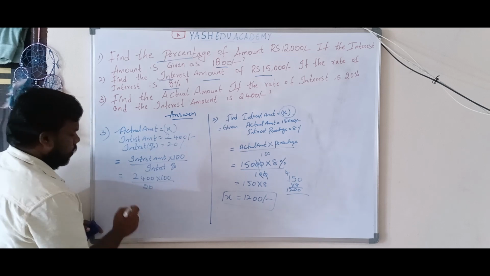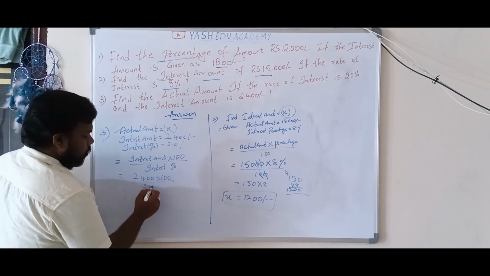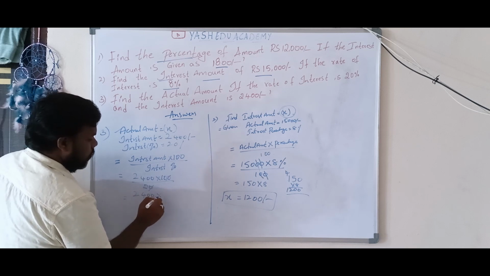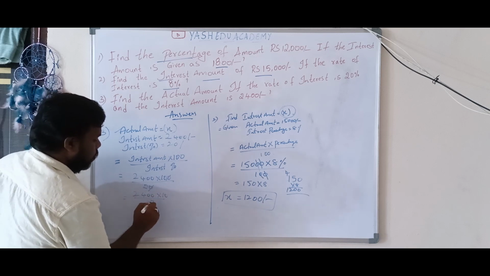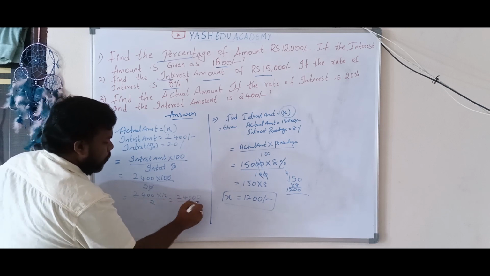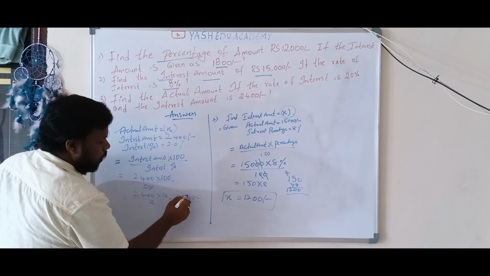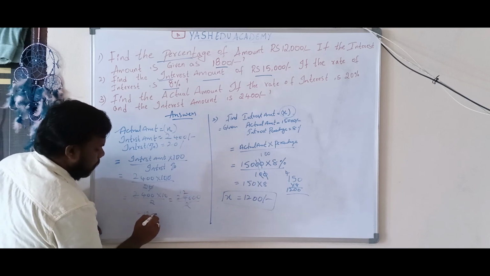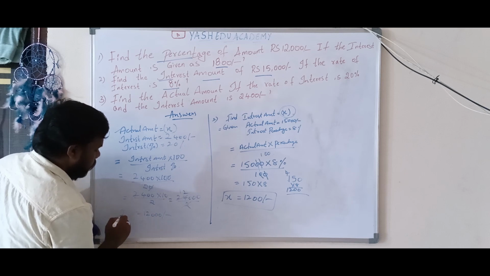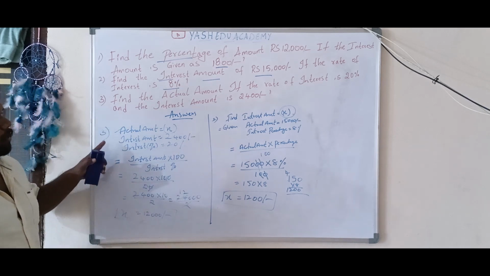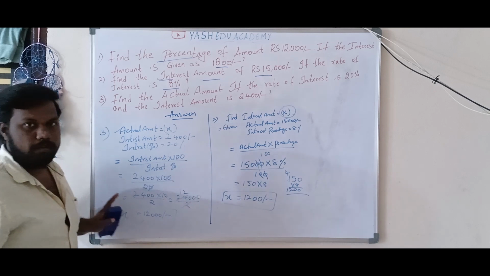Now 0 and 0 get cancelled. 2400 into 10 by 2. So here it comes as 24,000 by 2. So 2 and 24 get cancelled, it is 12. So 12,000 is the x value. Means the actual amount is 12,000 for the third question.